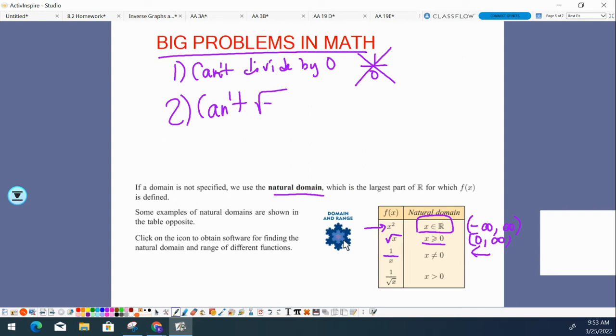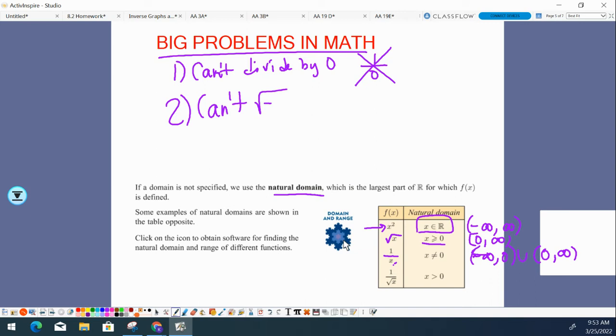If we see an x in the denominator, we just say x cannot equal any value that would create a 0 in the denominator. In this case, it's just 0. Remember, that was where we did the negative infinity up to 0, not including 0, union with not including 0. This is the alternate way to write that.